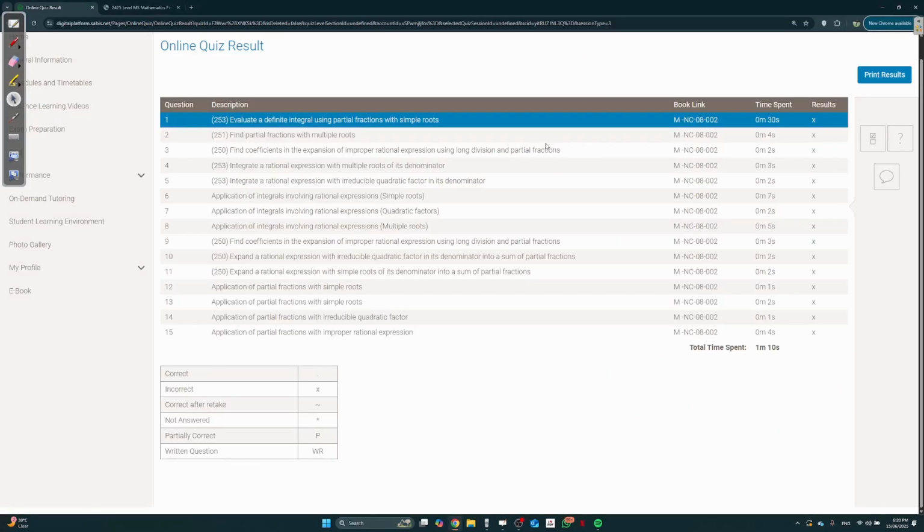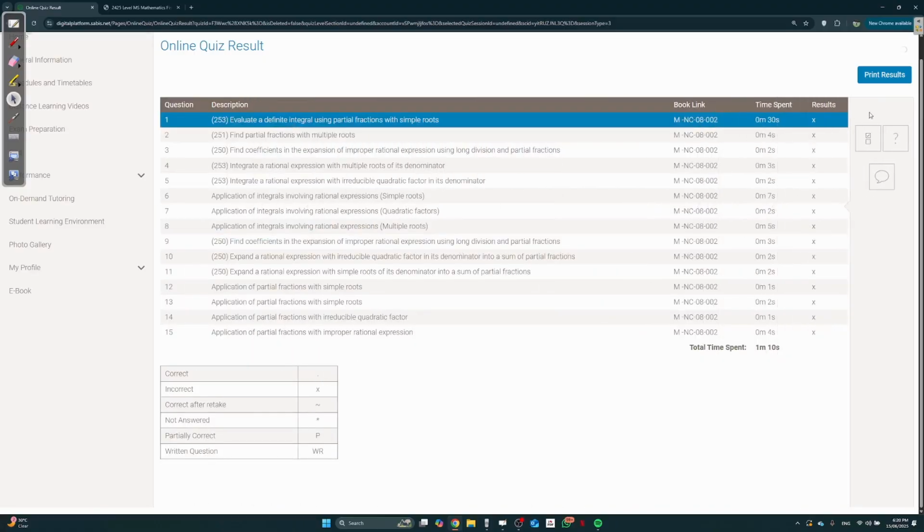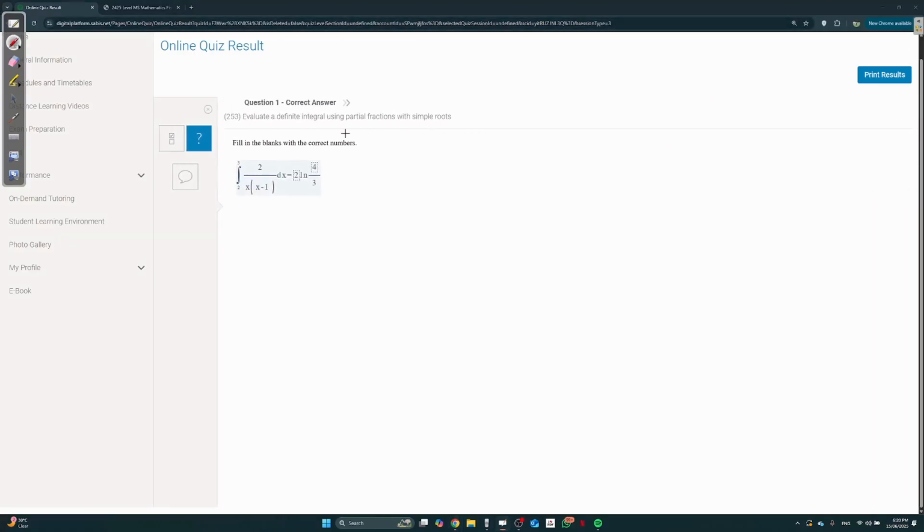We're done with the quiz, but we still skipped, I think, 6 questions. We have this one, this one, this one. It's 3, 4, 5, 6, 7. Okay, that's 7 questions. So let's do them now using our partial fraction knowledge.